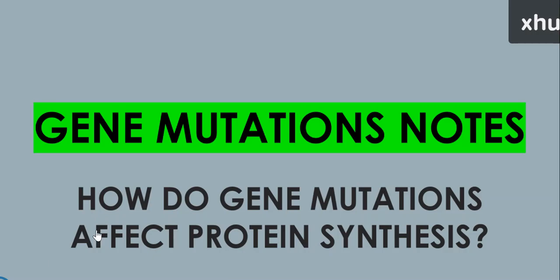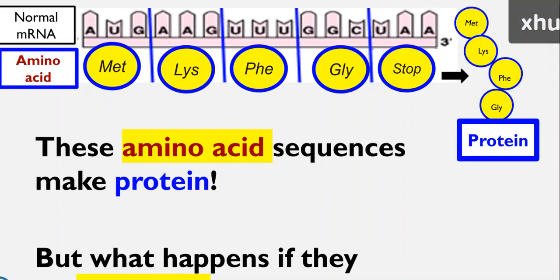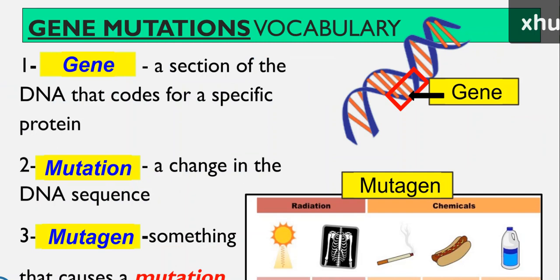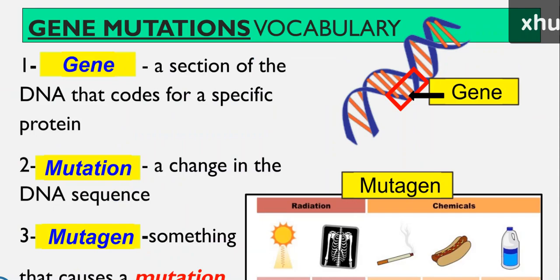Now, why would a change be a problem? Well, if you remember, amino acid sequences make proteins. If we're changing the nitrogen bases or those codons, we're changing the amino acids, which means we're changing the protein. Take a look at this normal amino acid sequence. Met, lys, phe, gly, and stop. Stop means we're done reading. This is the resulting protein. What would happen if we were to mutate this? Well, if we were to mutate it, it might not lead to a protein at all, or a completely different protein that our body doesn't need.